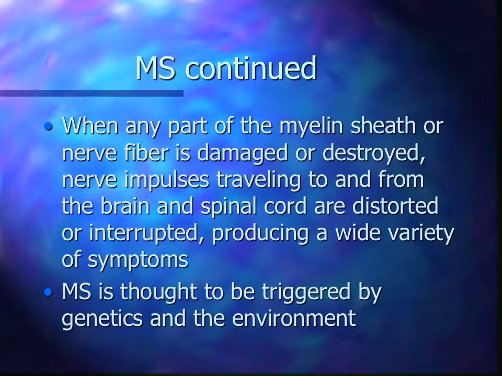So when any part of the myelin sheath or nerve fiber is damaged or destroyed, nerve impulses traveling to and from the brain and spinal cord are disrupted or interrupted, producing a wide variety of symptoms, as I just talked about before. So it's very hard to differentiate MS from different degenerative disorders such as ALS and PD. MS is thought to be triggered by genetics and the environment, and through some of my research, I actually found that people living in colder climates are more prone to get MS. There's a big, high population in Canada that has multiple sclerosis, and they're really not sure. They think something having to do with genetics relating to cold environments may cause it.